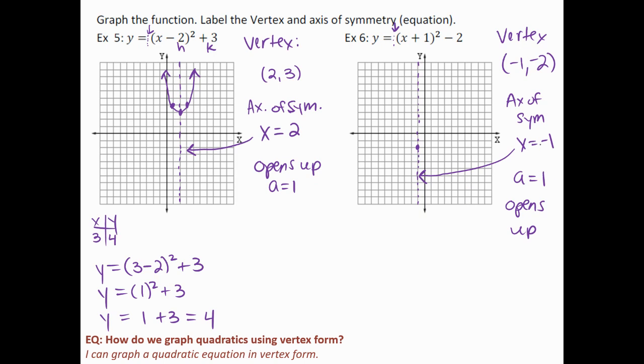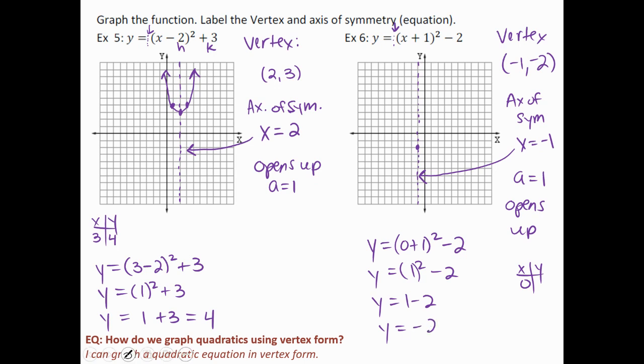Since my x was -1, this time I'm going to plug in 0. I just pick something close to the axis of symmetry. So I have y equals 0 plus 1 squared minus 2. And I get that's 1 squared minus 2. 1 squared is 1, so 1 minus 2, I get y equals -1.